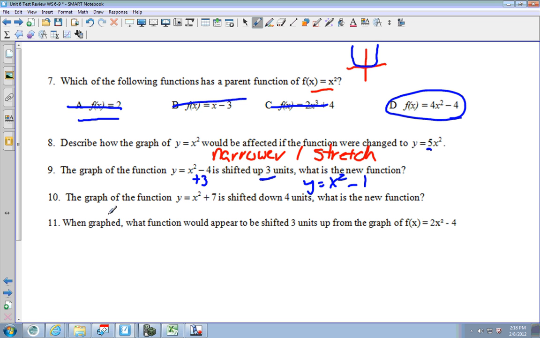Next one, the graph of the function y equals x squared plus 7. If it's shifted down 4 units, subtract 4 from the constant. It's y equals x squared plus 3. When graphed, what function would appear to be 3 units up from the graph? So if it's up, you add 3 units to it. So my new function would be f of x, or y equals 2x squared minus 1.